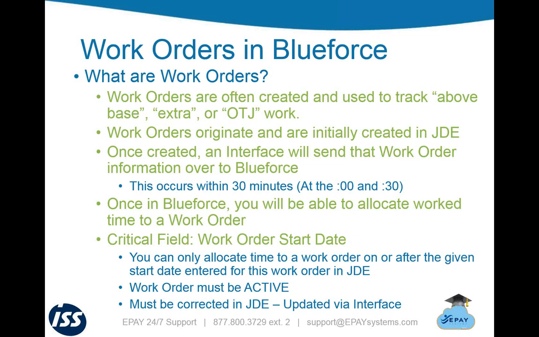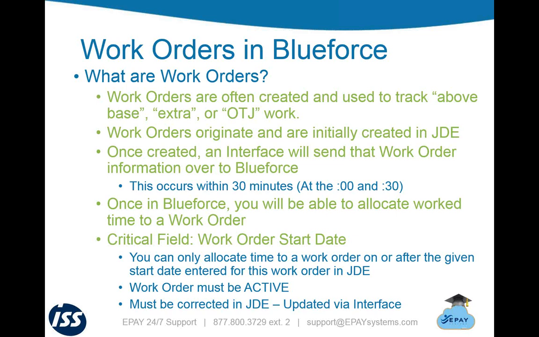Now, the critical field here is the work order start date, because 9 out of 10 times when someone calls and says they can't see a work order, it's because the start date is incorrect. You can only allocate time to a work order on or after the start date entered for that work order in JDE. So if I have a start date of February the 1st, 2/1, and I'm trying to enter time for January the 23rd, I'm going to have a problem, because on January 23rd that work order did not exist according to that start date. Therefore, the system will not allow me to code time to it. In that scenario, the start date has to be February the 1st or sooner to be able to code time to that work order.